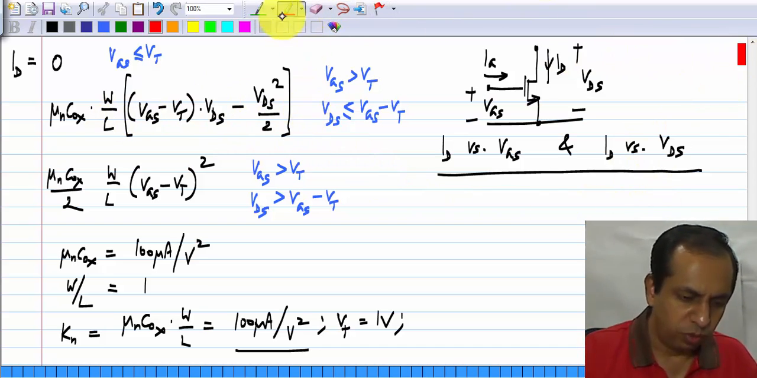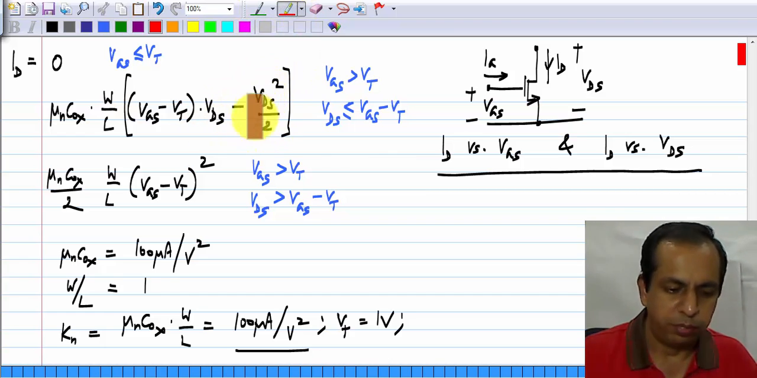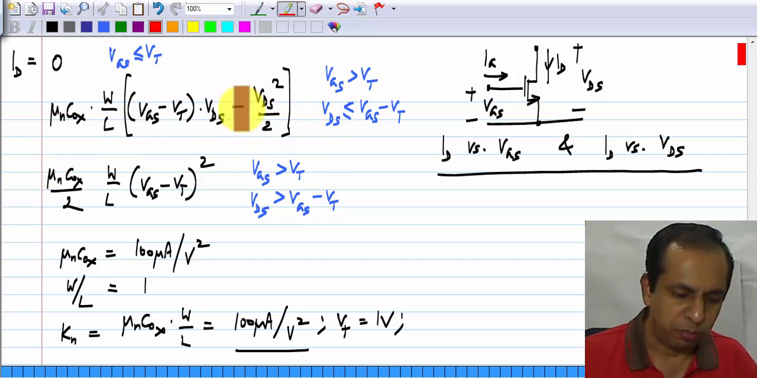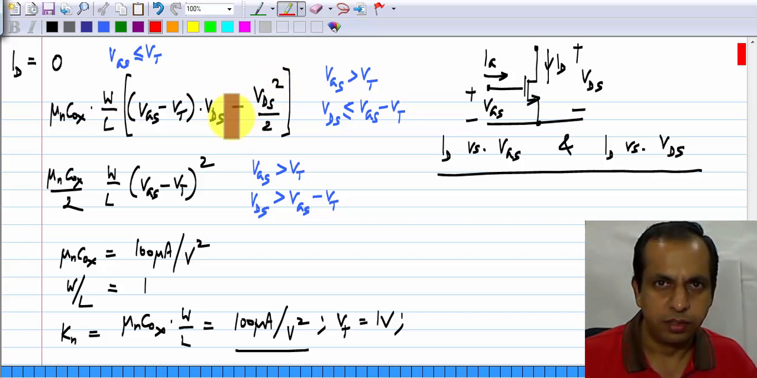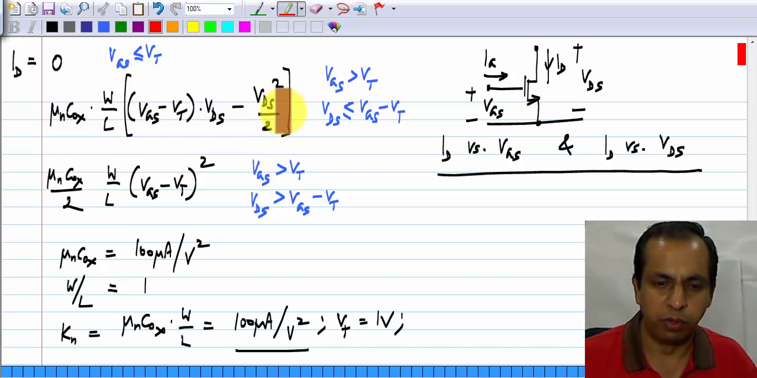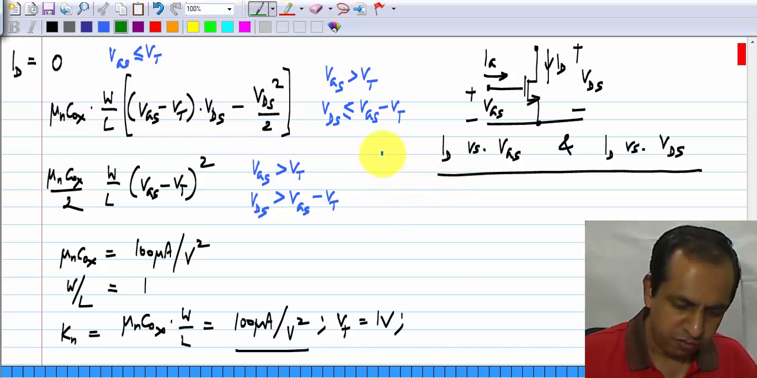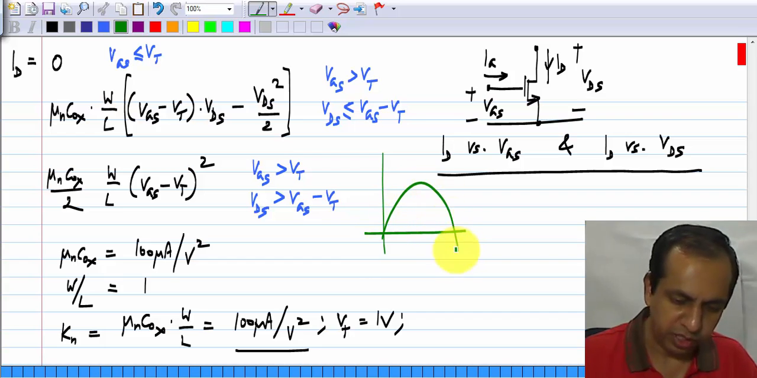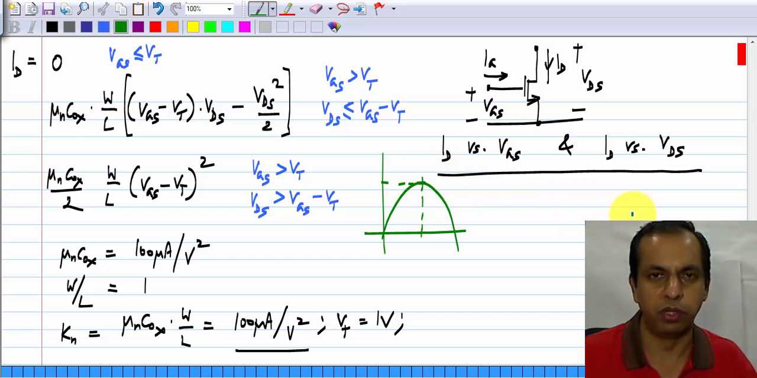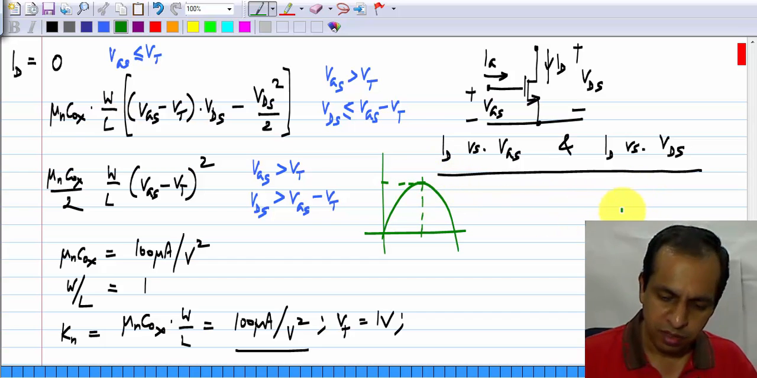Now what does this curve look like? Clearly you see that there is second order dependence on VDS, which says that it's a parabola, and it's an inverted parabola because the square term has a negative sign. Okay. And again I urge you to just evaluate this parabola, you will find that it is something like that. Okay. And you can find exactly where the peak of the parabola is, the top of the inverted parabola is. Okay.